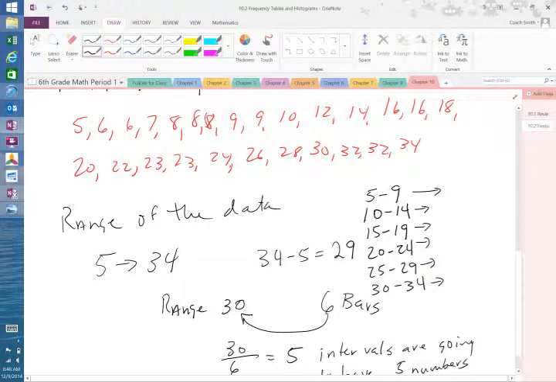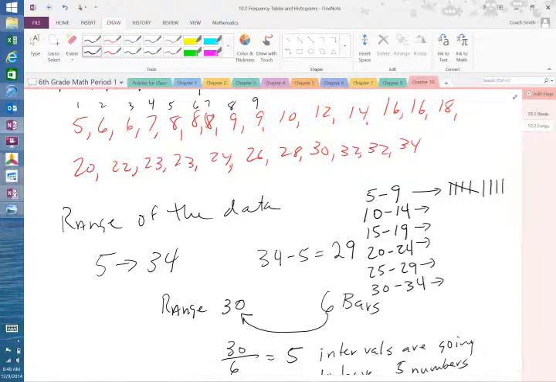All right, I have a 5, so that goes in that one. I have a 6, goes there. Another 6 goes there. 7 goes there. 8 goes there. 8 goes there. 8 goes there. 9 goes there. 9 goes there. So there's 9 numbers in my data. 1, 2, 3, 4, 5, 6, 7, 8, 9. There's 9 numbers in my data that are from 5 to 9.